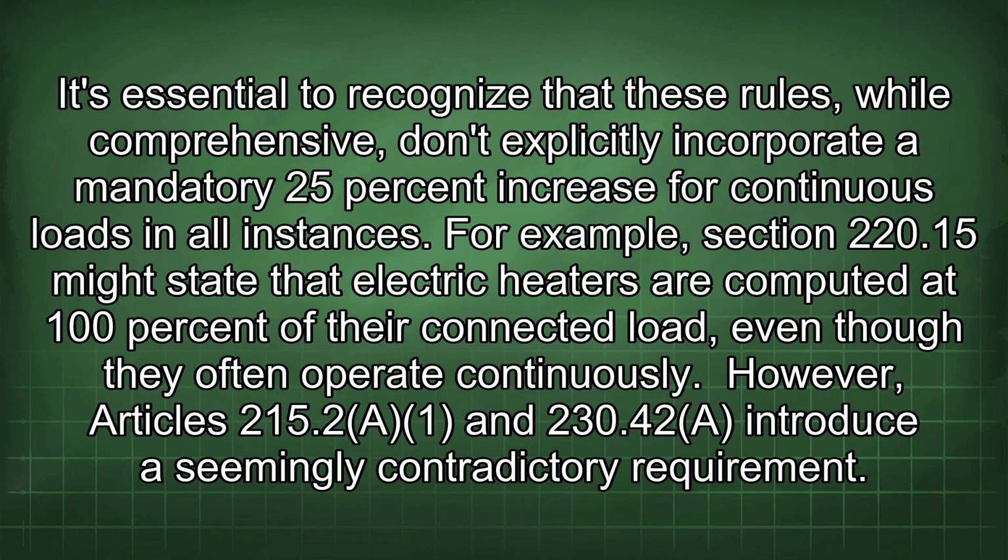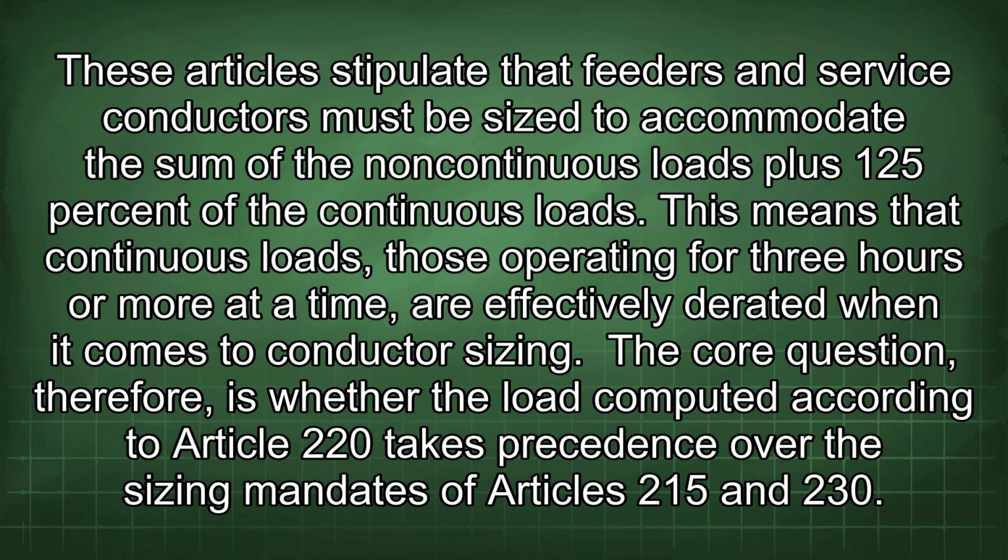However, Articles 215.2(A) and 230.42(A) introduce a seemingly contradictory requirement. These articles stipulate that feeders and service conductors must be sized to accommodate the sum of the non-continuous loads plus 125% of the continuous loads.